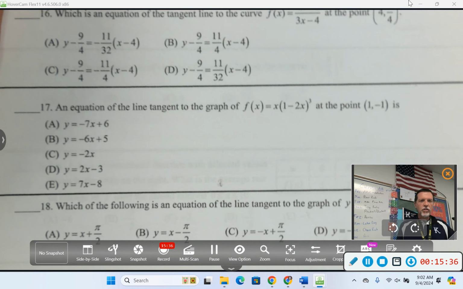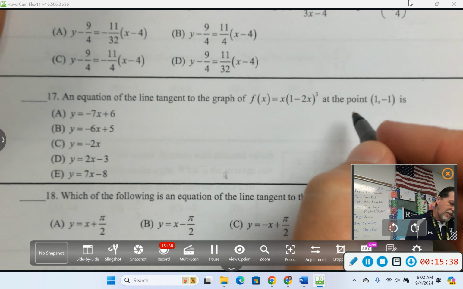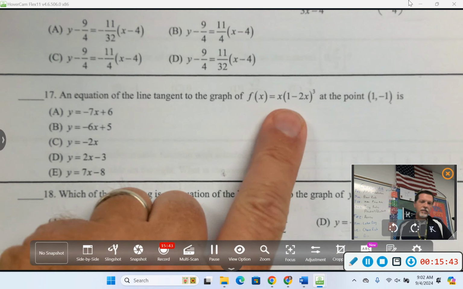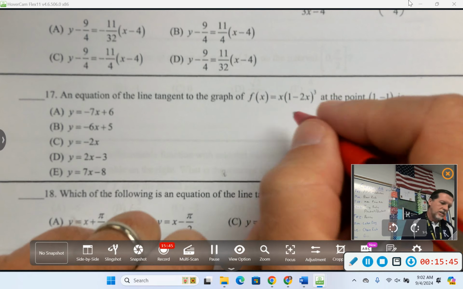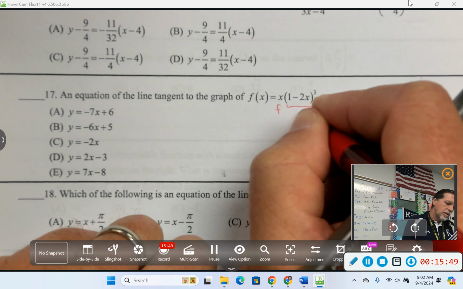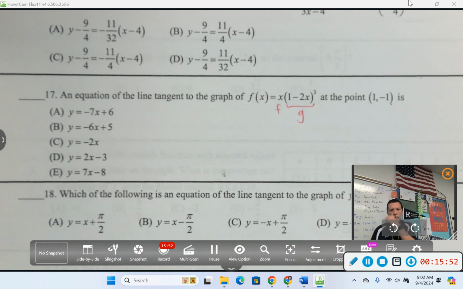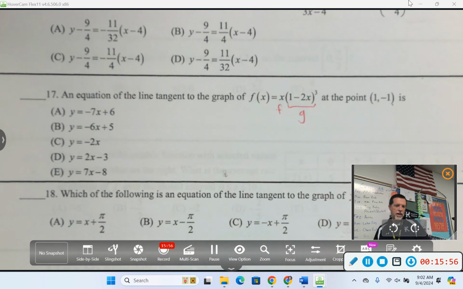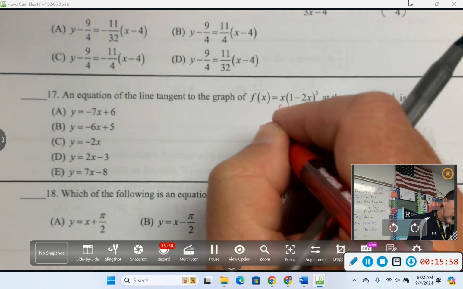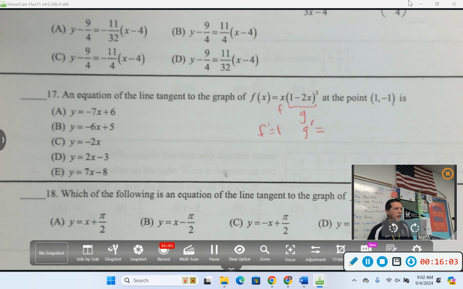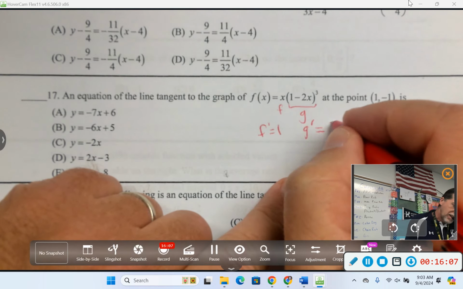17. An equation of the line tangent to the graph at the point. What rule am I going to need for this derivative? Oh, well, there's 2 of them, I guess. I'm going to need the product rule, but I'll also need the chain rule for the derivative of that piece. So f prime is 1. This would be one where I would write out the pieces even for the product rule, because that g prime is kind of complicated.